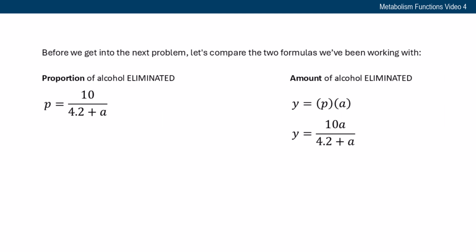All right, so we've been talking about 2 different types of formulas, and I wanted to put them on the same screen here so you can see the difference. So the first formula has been referring to the proportion of alcohol eliminated. And then the second formula is the amount of alcohol that is eliminated. So what we're going to do now is look at a table of a couple hours where the person has only consumed 1 drink. We'll repeat that with 2 drinks and then with 3 drinks.